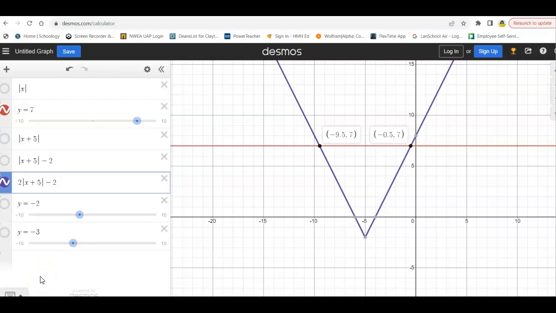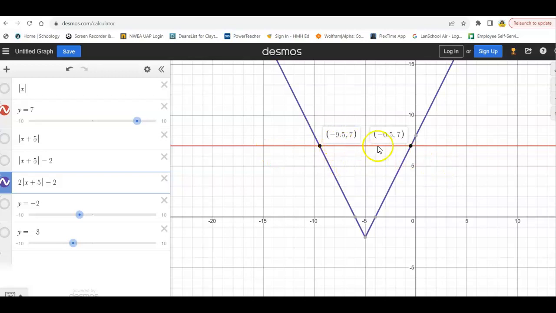Okay, so here's our last layer of complexity. Not only have we shifted our graph 5 units to the left, and not only have we shifted our graph down 2 units, but we have also stretched it by a factor of 2. Okay? And we're leaving our constant y function the same, y equals 7, and you can see that right here.